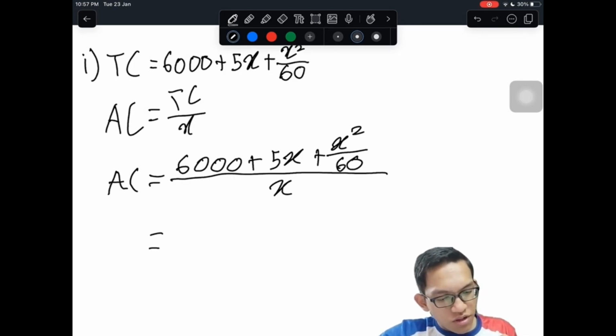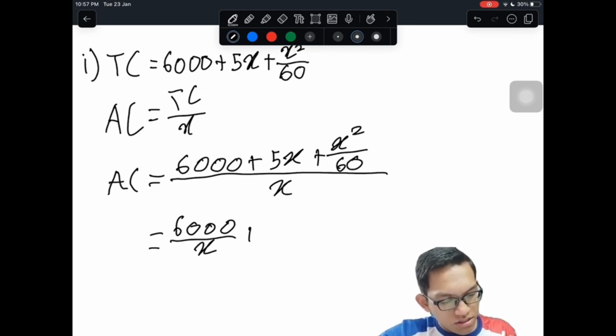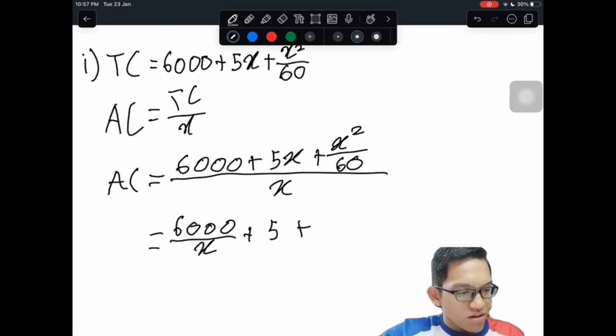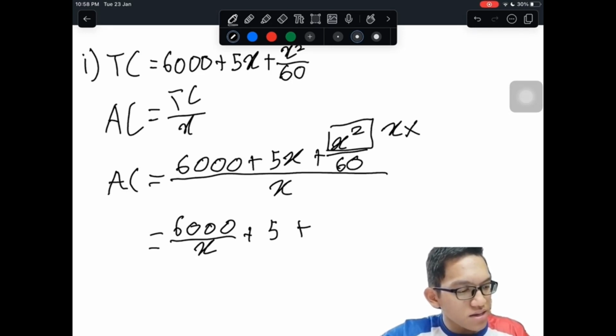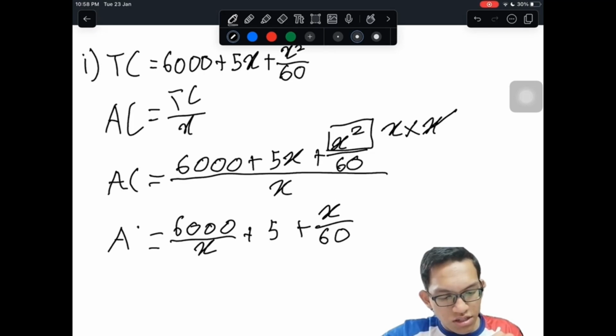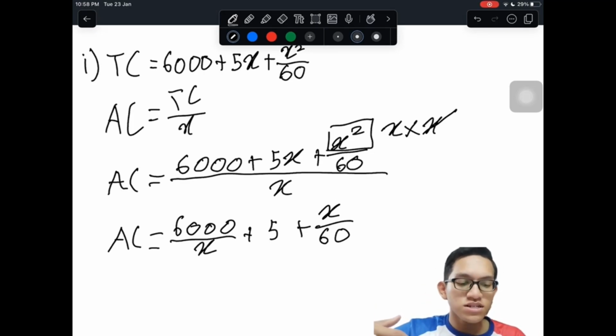So the answer will be, for 6,000, 6,000 per X, plus 5X divided by X, then the X will be gone, we put 5, plus X square divided by X, which is basically X times X divided by X, then the X will become 1. So it is X per 60. So this is the average cost function.